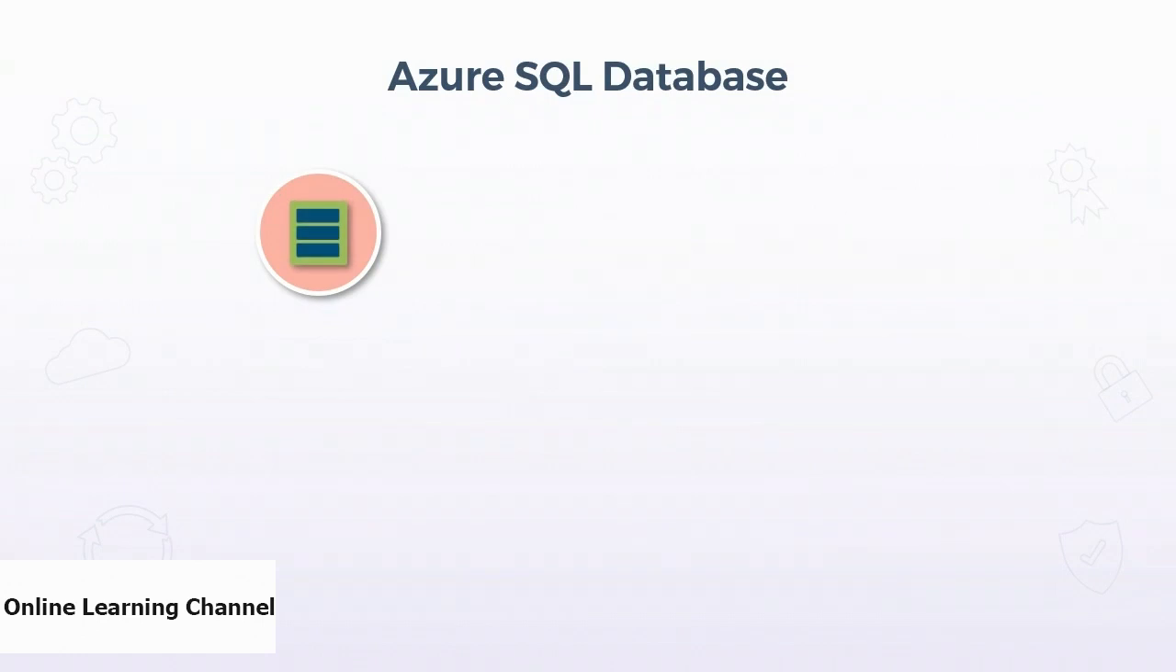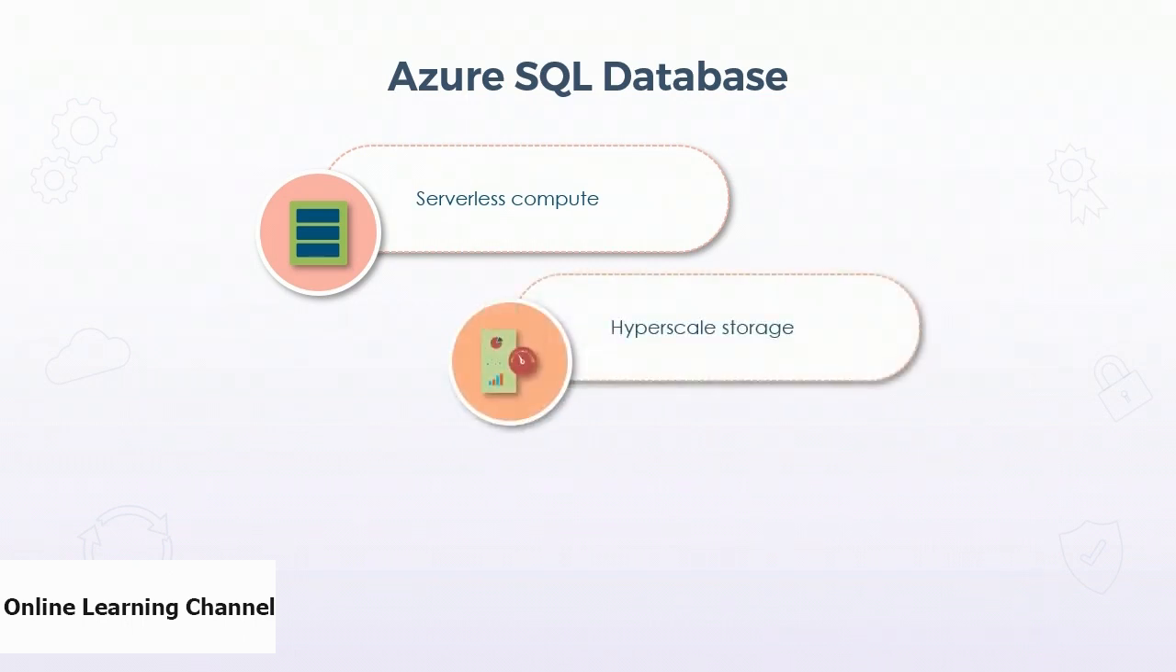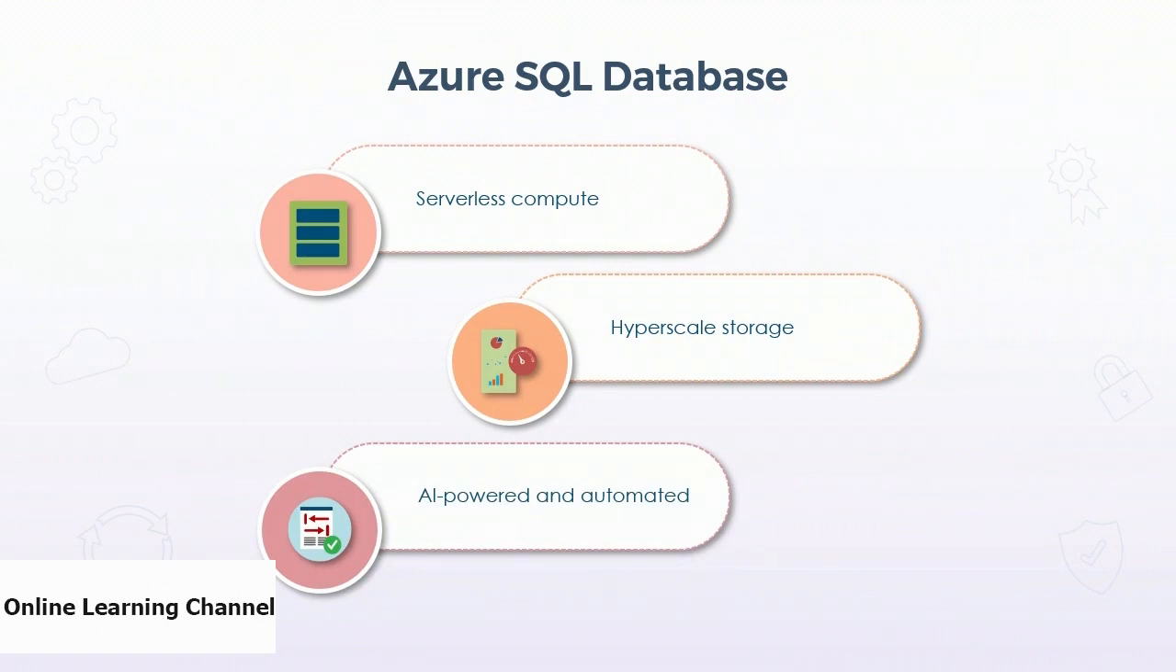The Azure SQL Database. So you can build modern cloud applications with a lot of these managed Azure SQL database offerings. One of these is the SQL database. It's an intelligent, scalable, relational database built for the cloud. You can choose a serverless compute where you don't have to worry about any of the servers. It enables hyperscale storage options so you can automatically scale on demand. And it's AI powered and automated.